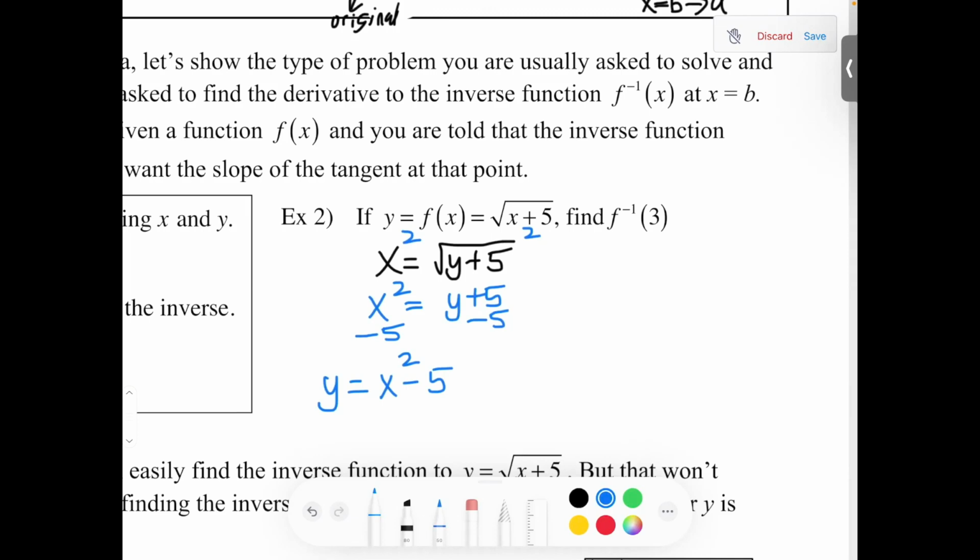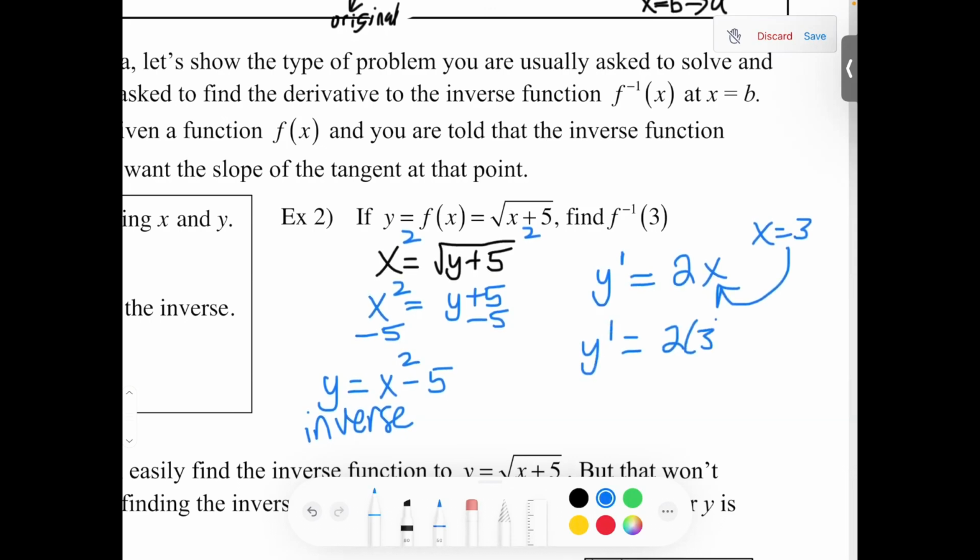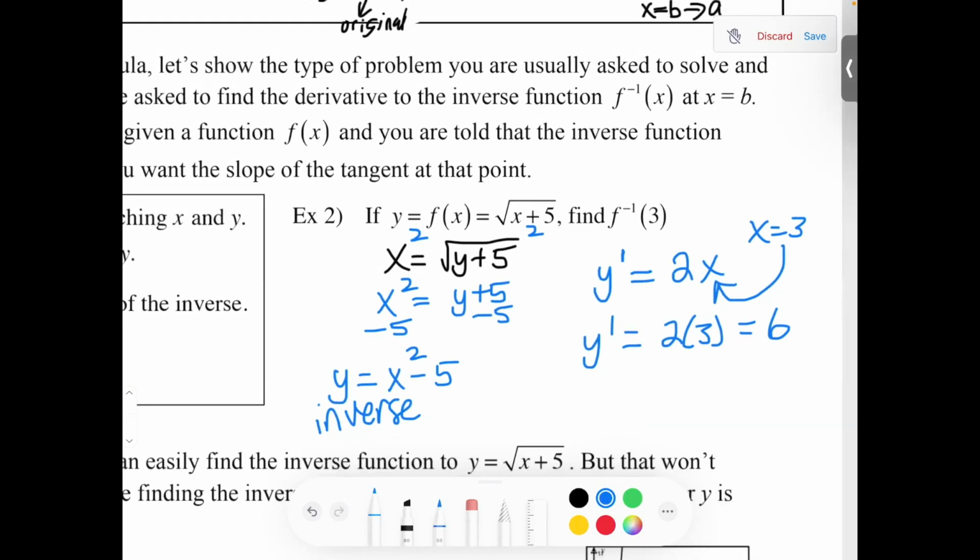And we can take the derivative of that. So y prime, this is the inverse. So this y, this is the inverse function here. So the derivative would be equal to 2x. And we want to find that derivative at x equals 3. So since we are using the inverse now, x equals 3 goes right there. So y prime would be equal to 2 times 3, which is 6. So if we can solve for y, that problem is fairly easy.